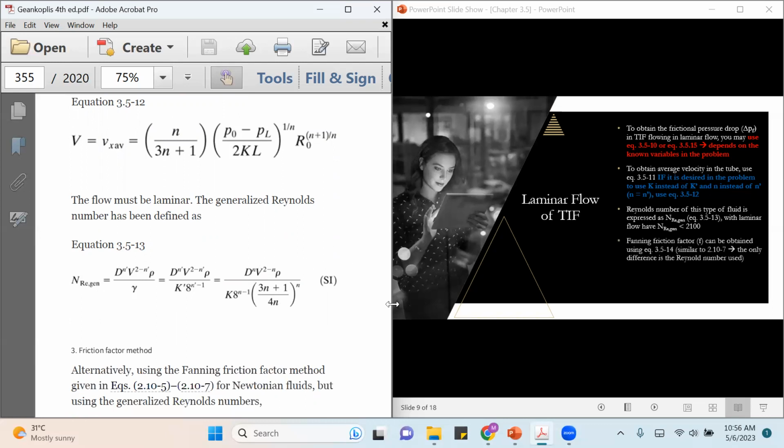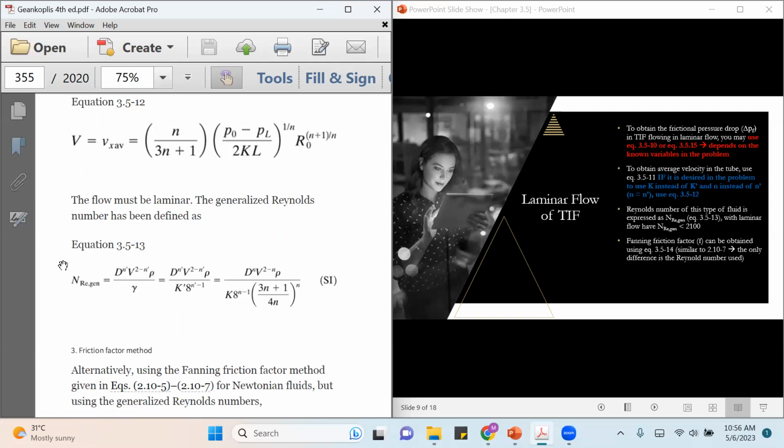And then, I want to know the delta P here. I want to know the pressure drop in the pipe of the non-Newtonian fluid, but I don't want to use equation 10 or 15.